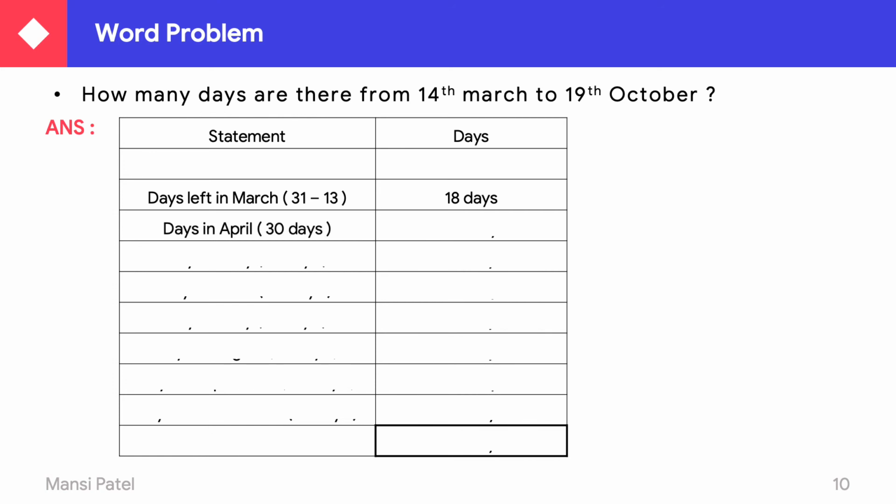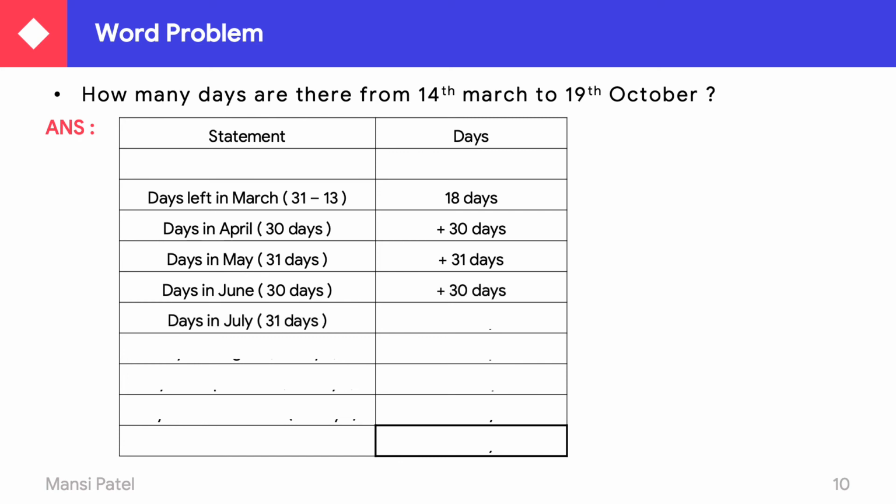Then days in April. How many days in April? 30. So just do the addition. Days in May, 31 days are there. Days of June, 30 days. Days of July, 31 days. Days of August, again 31 days. Then days of September, 30 days. And we have to remember how many days are in which month.